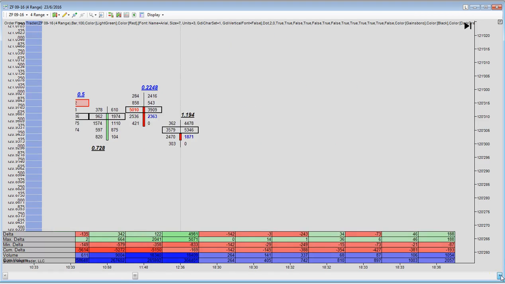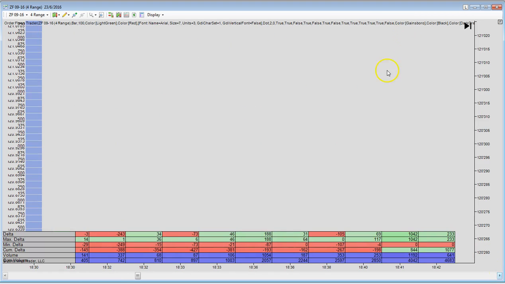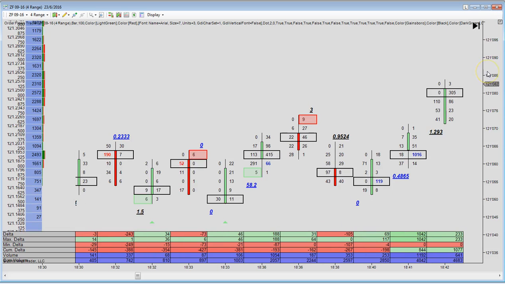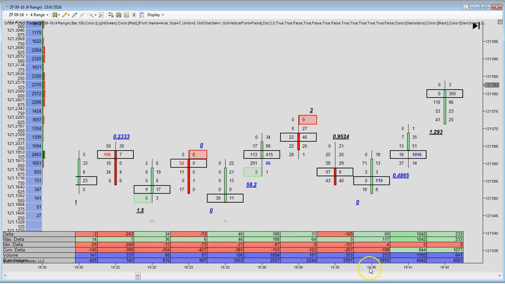I ended this day early, the data. Okay, then the next day is obviously the Brexit vote. This day is going to be all over the place.